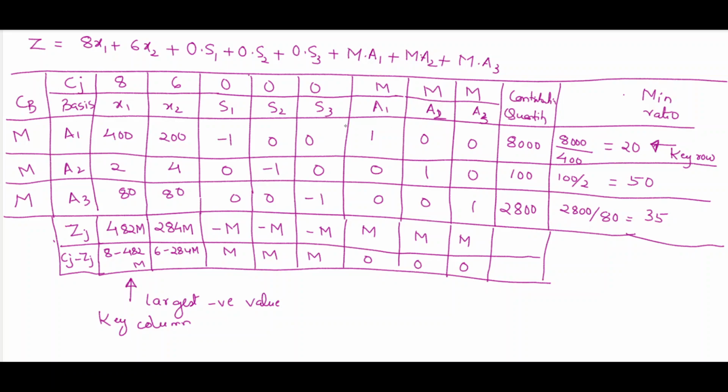So this is the key row and this is the key element. So 400 is the intersection element of your key element, key column and key row. So that's what we will do. This value belongs to your variable x1. So what will happen is that a1 will be the outgoing element in the second stage, and x1 will be the entering element. It will enter the solution and a1 will depart.